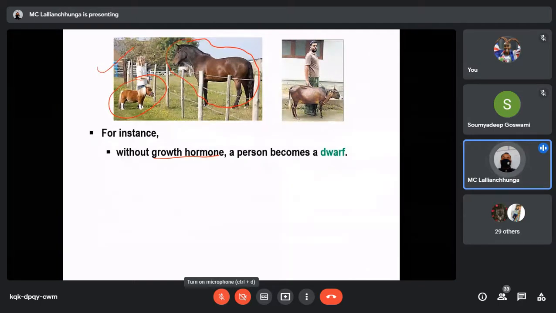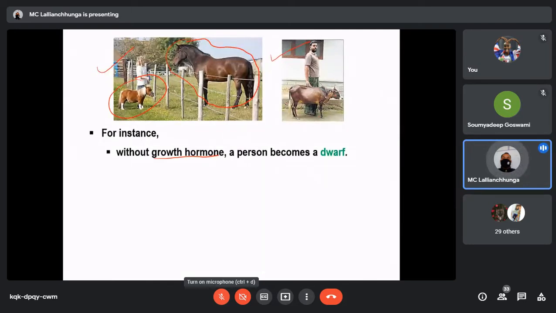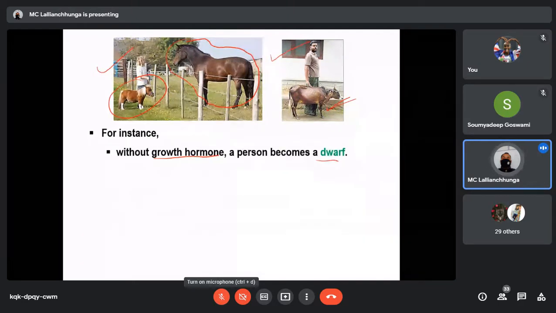In the second diagram you see here, this is a cattle. Here again, there is a growth hormone problem. So this cattle or cow becomes a dwarf, so we call it a dwarf. Even in human beings also, we know very well about this.